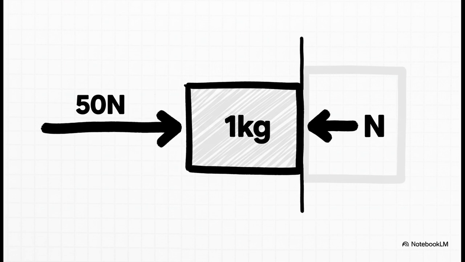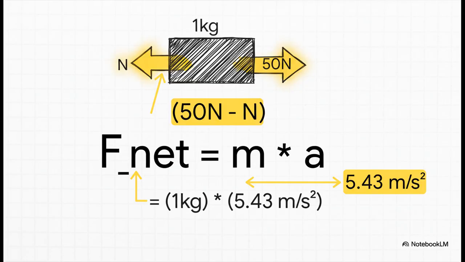So if you're this little 1 kilogram block, you've got that big 50 Newton force pushing you from behind. But wait, you're also bumping into the 4 kilogram block, and it's pushing back on you. We'll call that pushback the normal force, or just N. So the total net force on this one block is 50 minus N. Now we just bring back our old friend, Newton's second law, but we apply it only to this single block. The net force, which we just said is 50 minus N, must equal this block's mass, just 1 kilogram, times the acceleration we already found for the whole system, 5.43 meters per second squared.